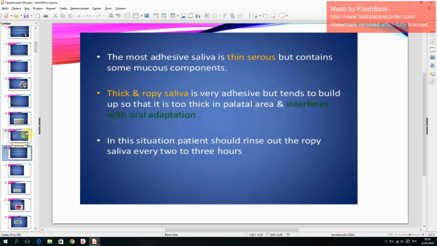The most adhesive saliva is serous but contains some mucous component. Thick and ropey saliva is very adhesive but tends to build up so that it is too thick in the palatal area and interferes with adaptation. In this situation, the patient should rinse out the ropey saliva every 2 to 3 hours.